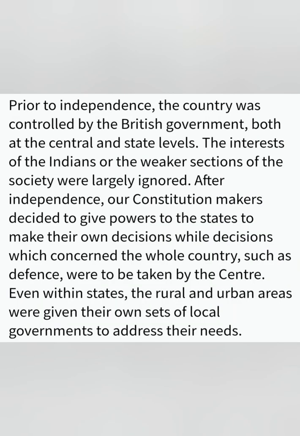Children, prior to independence, the country was controlled by the British government, both at the central and state levels. The interests of the Indians or the weaker sections of society were largely ignored. After independence, our constitution makers decided to give powers to the states to make their own decisions, while decisions which concerned the whole country, such as defense, were to be taken by the centre. Even within states, the rural and the urban areas were given their own sets of local governments to address their needs.